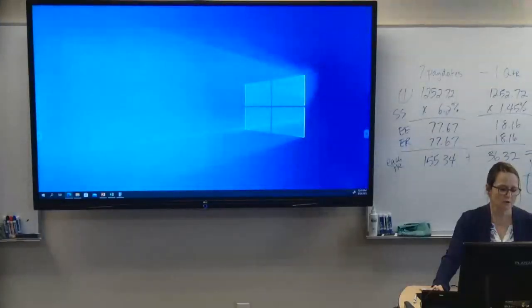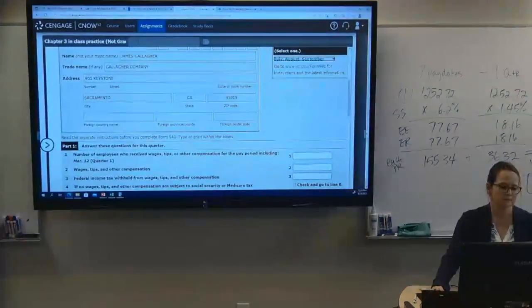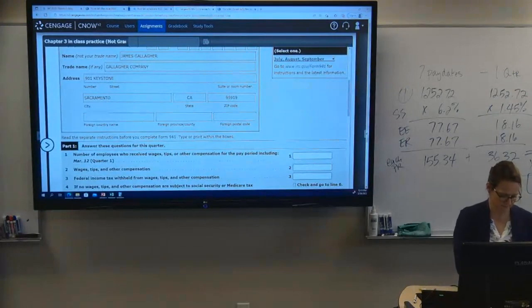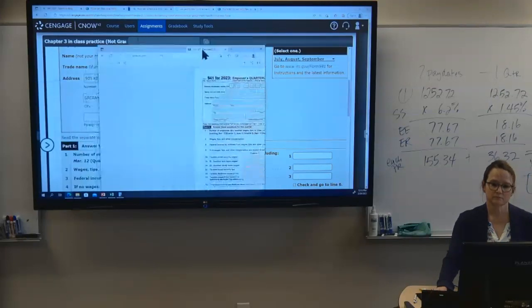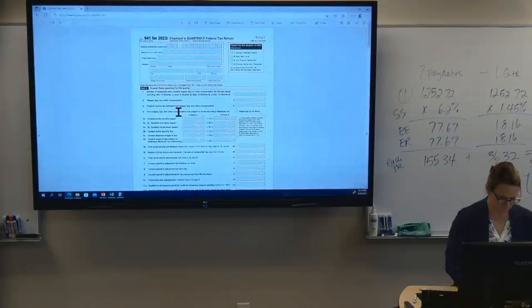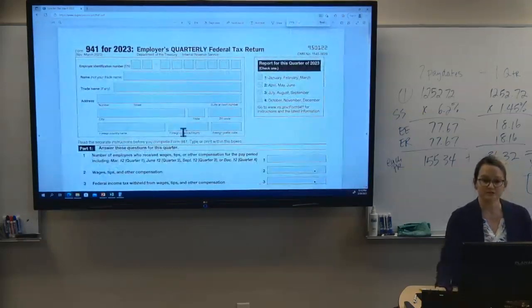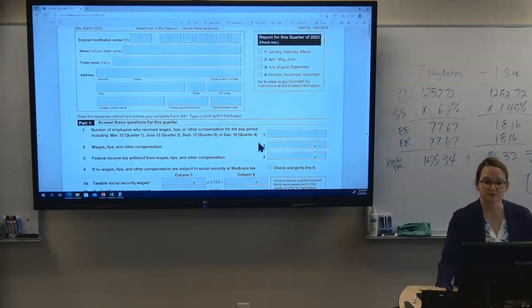And I don't have the 941 anymore. So hold on, I want to show you what it actually looks like here. Okay, so on the 941, what it actually says is number of employees who receive wages, tips, other compensation for the pay period, including March 12th if it's quarter one, June 12th if it's quarter two, September 12th if it's quarter three, or December 12th if it's quarter four. Okay, so depending upon which quarter.